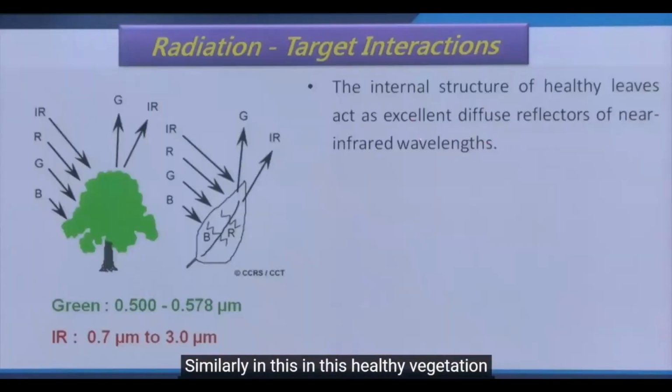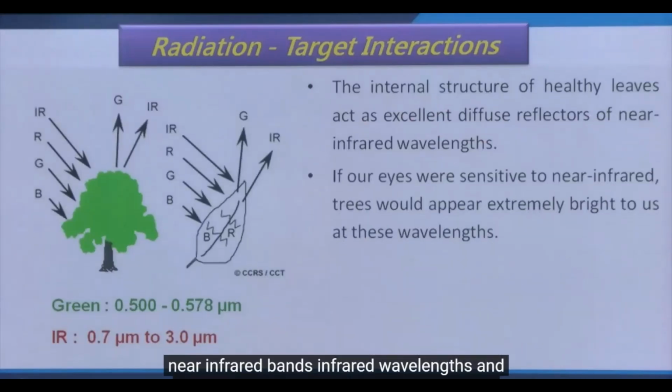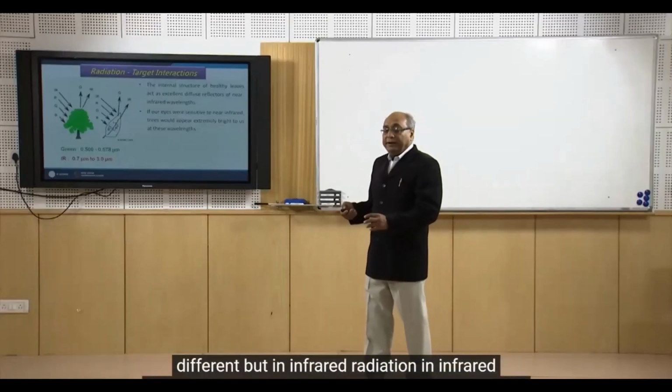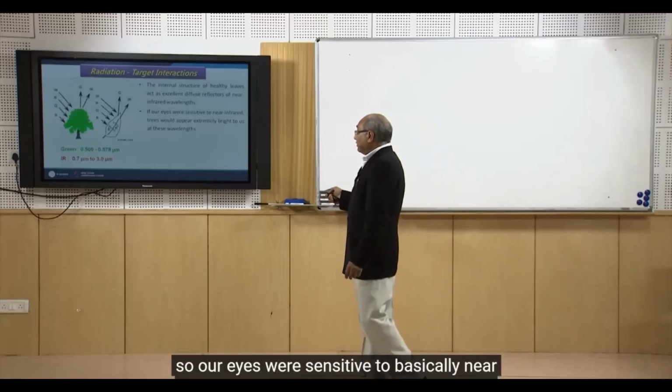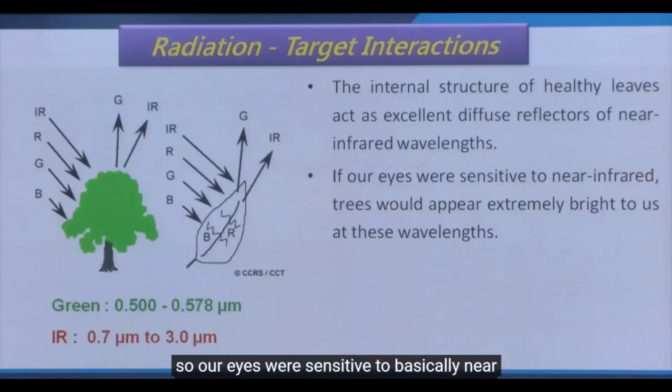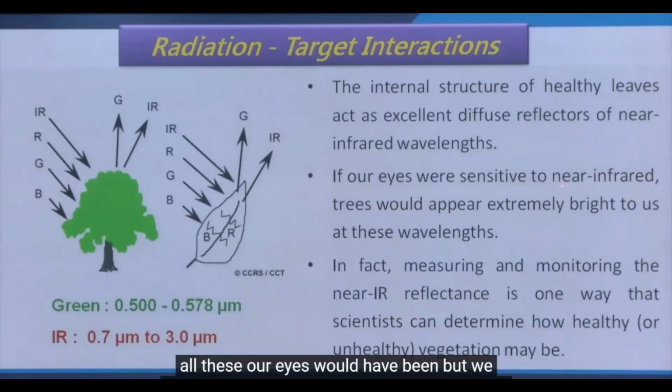Similarly, healthy vegetation acts as an excellent diffuse reflector of near infrared wavelengths, and that is why, though in our eyes it is different, in the infrared bands the vegetation has maximum reflection. If our eyes were sensitive to near infrared, trees would appear extremely bright. But we have sensors in near infrared, and therefore we get very high reflection. In fact, measuring and monitoring the near infrared reflection is one way that scientists can determine how healthy or unhealthy vegetation may be.